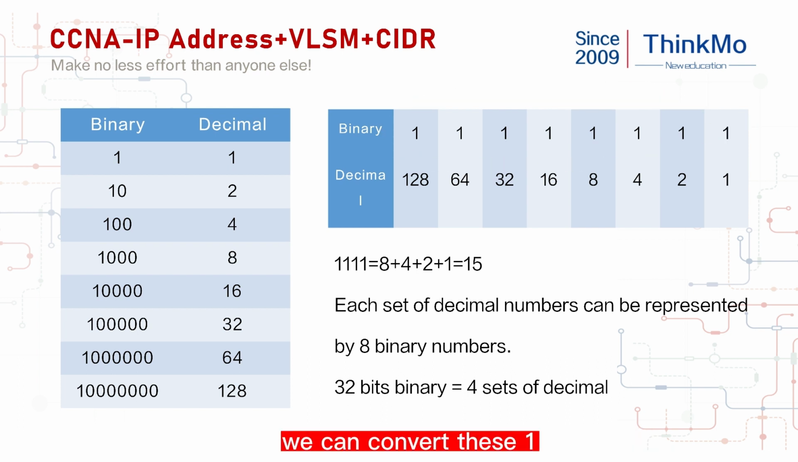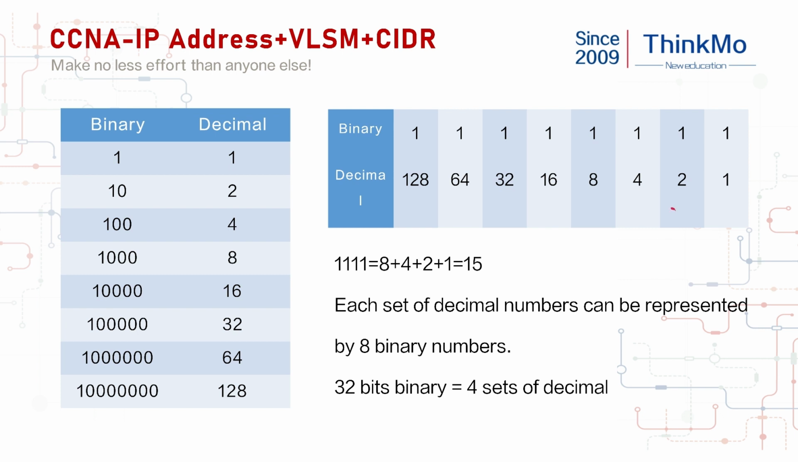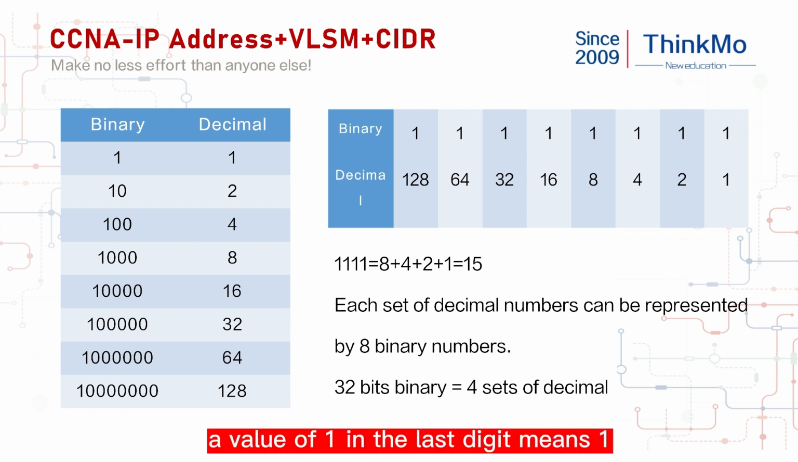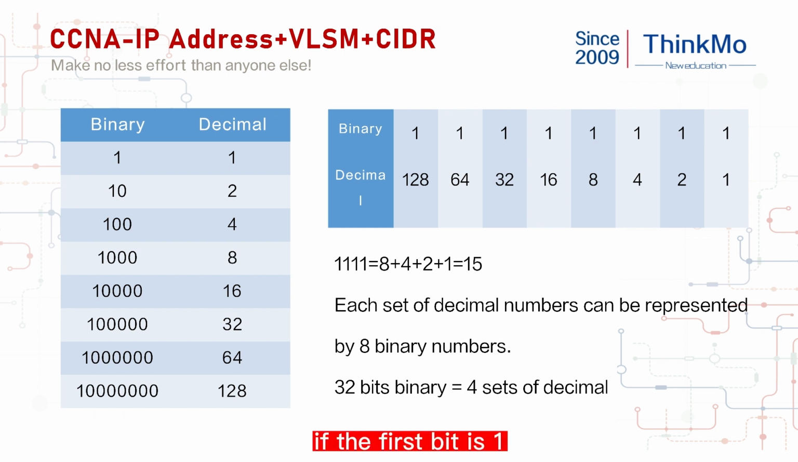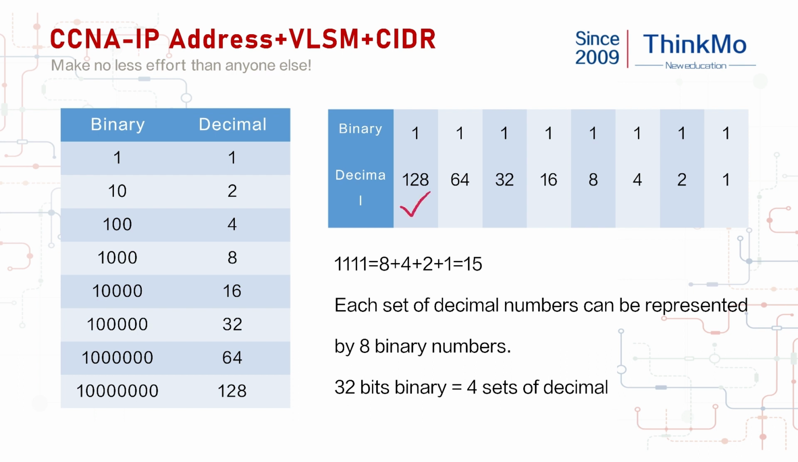We can convert these. When the last digit is taken as 1, here it represents 1. This is the last. Then here is 2. Here is 4. Then go forward to 8. This table is derived from our previous calculation. A value of 1 in the last digit means 1. Corresponding to this bit is 1. If the first bit is 1, it stands for 128.